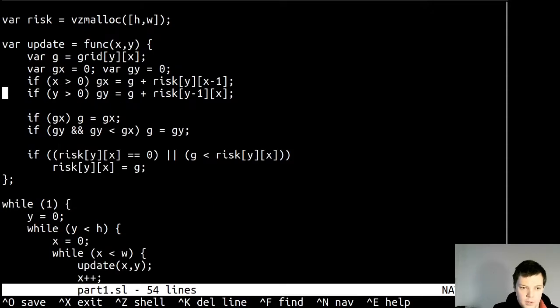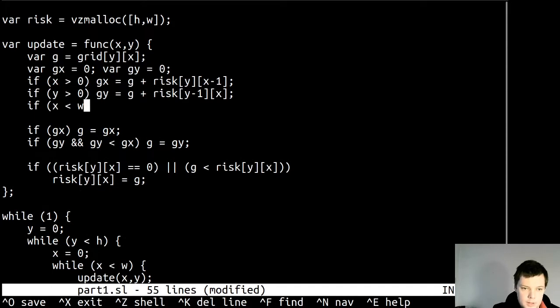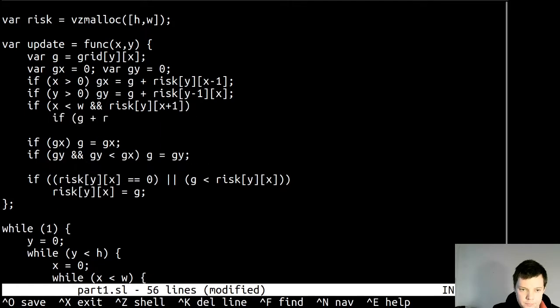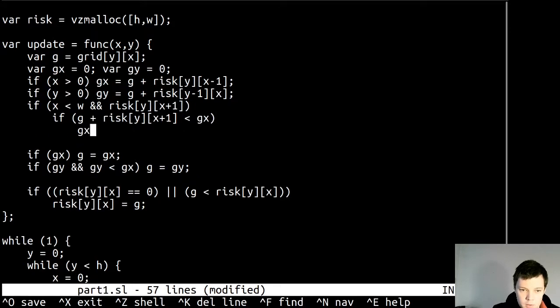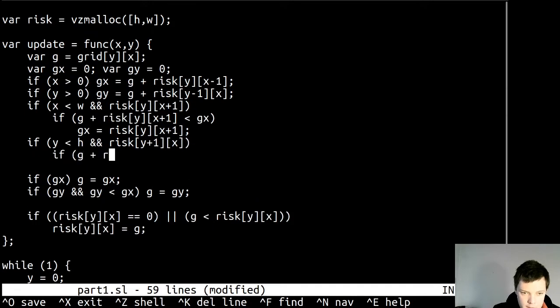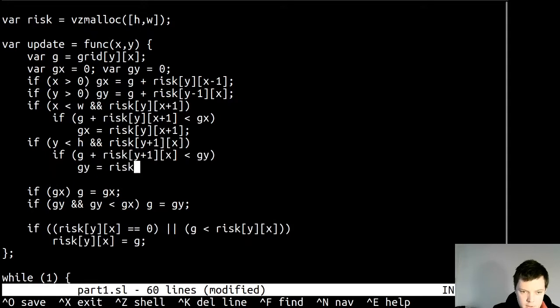Oh, also, if x is less than width and risk yx plus 1, and if y is less than height and risk y plus 1 x is known, and this is less than gy, and gy is risk y plus 1 x.